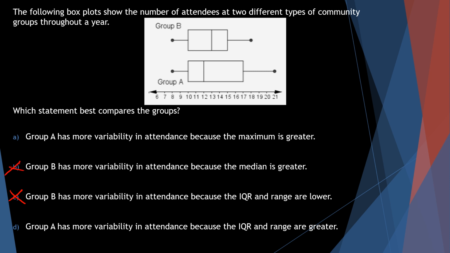And then if I look at the reasonings, let's see, group A has more variability in attendance because the maximum is greater. Well, that's not necessarily true. Group A has more variability in attendance because the IQR and range are greater. Yes, that's what we just said, right? The starting and ending point, which would be your range, is bigger than group B.